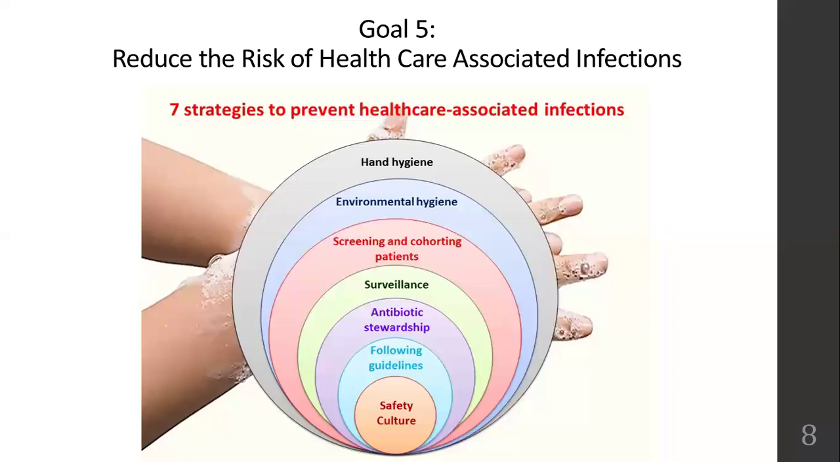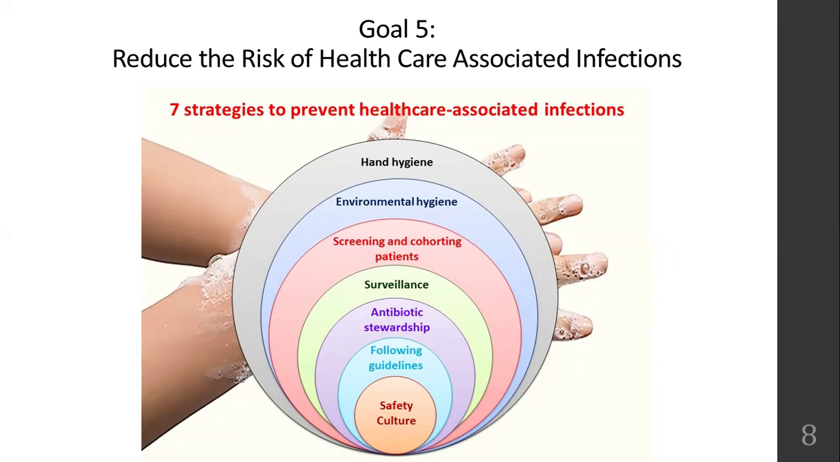Goal 5 is to reduce the risk of healthcare associated infections. Effective infection prevention and control practices are very critical to reducing the spread of healthcare associated infection. This has been a major concern of patients and healthcare practitioners as well, particularly in the last 2 years during the COVID-19 pandemic. Great importance was given to these strategies to prevent the spread of infection.